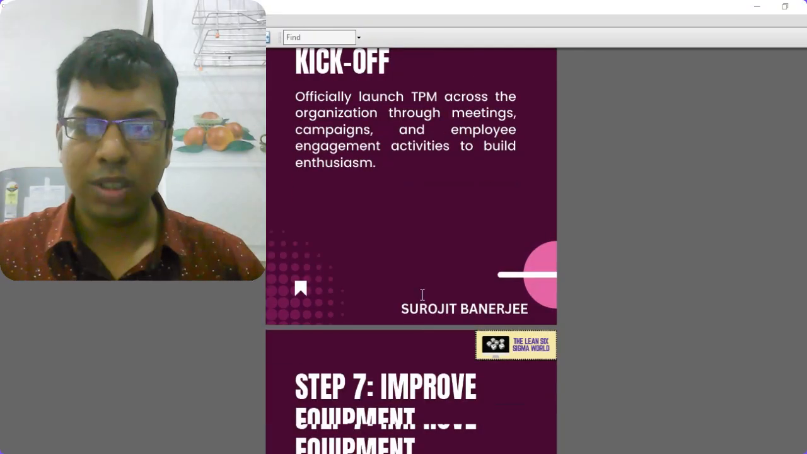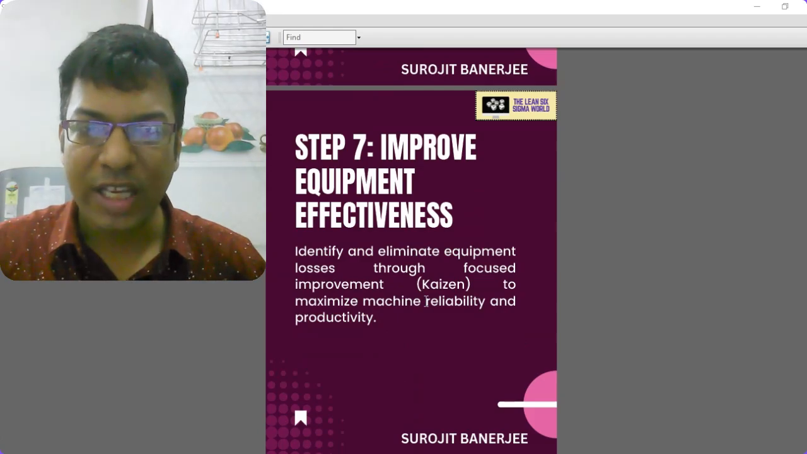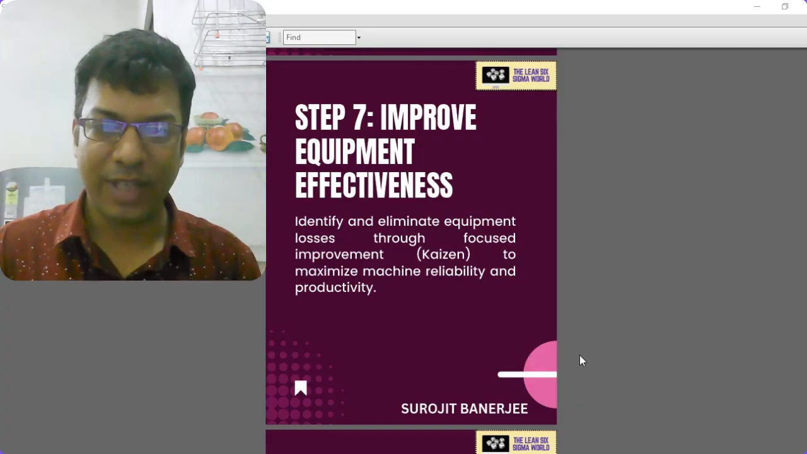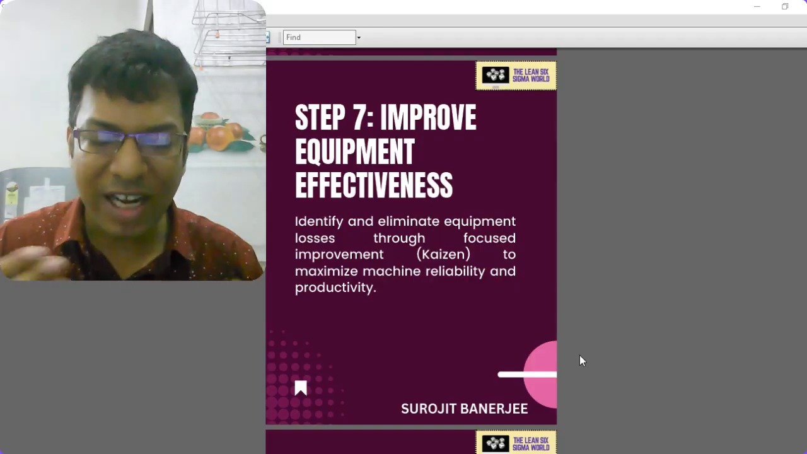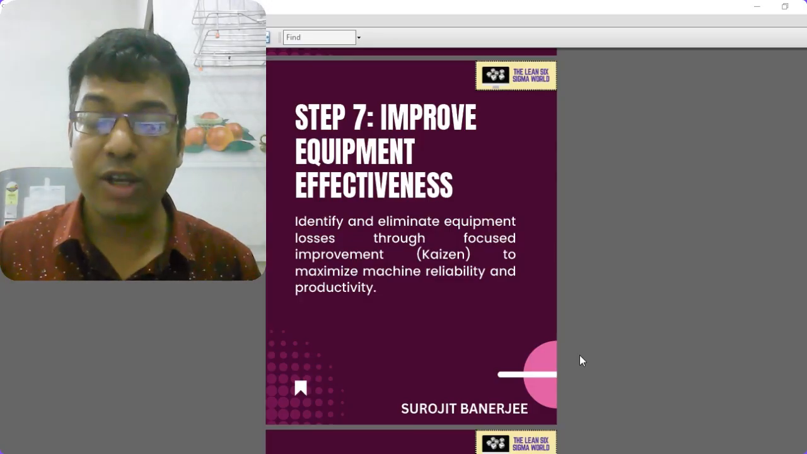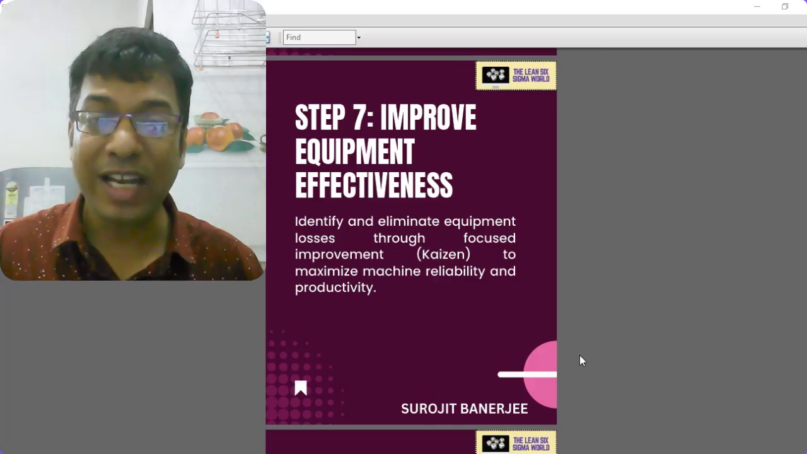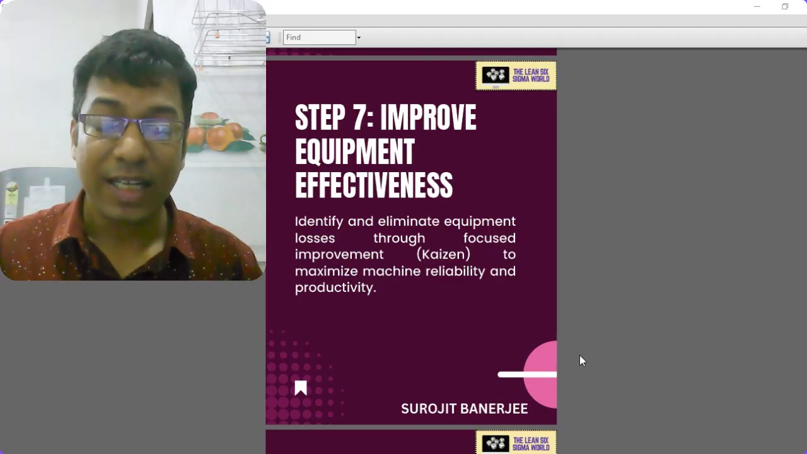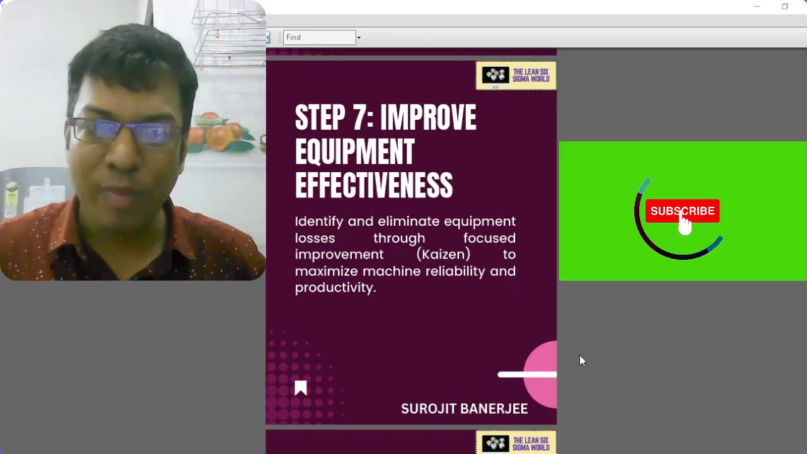Now I'm moving into the implementation steps. That is step number 7, improve equipment effectiveness. Identify the losses and eliminate the equipment losses through focused improvement, that is basically Kaizen. Whatever daily problems you face, you have all those data and records. Now your target should be to eliminate all those losses and problems, so that you can improve the reliability of the machine, improve the performance efficiency of your machines, and ensure better quality. So that is improve equipment effectiveness.